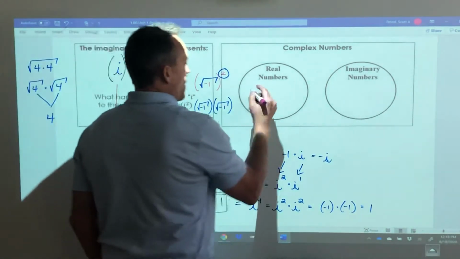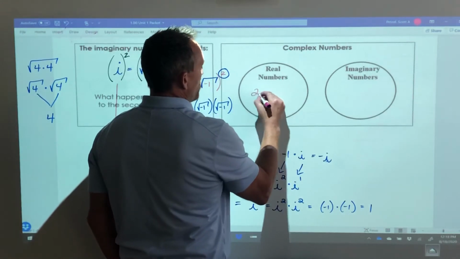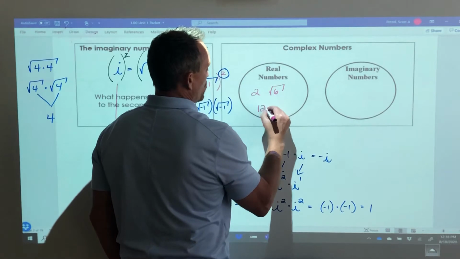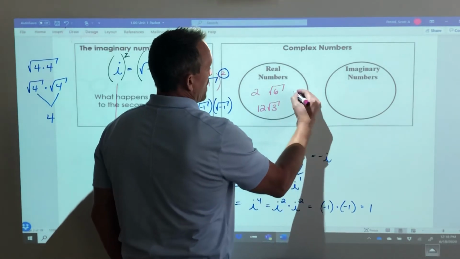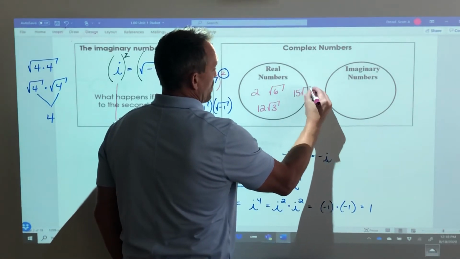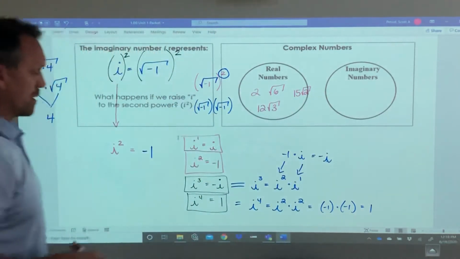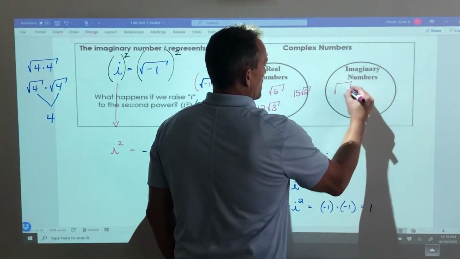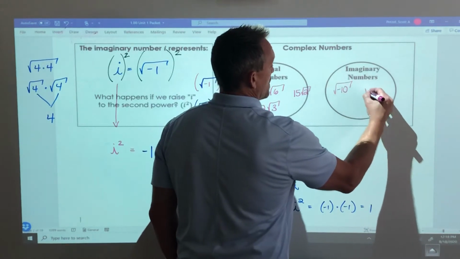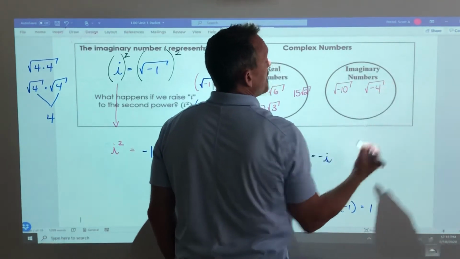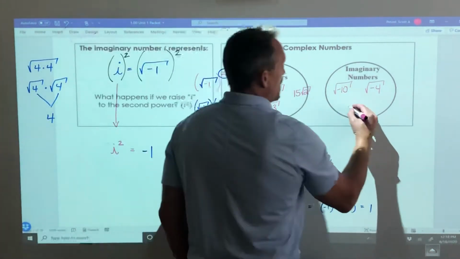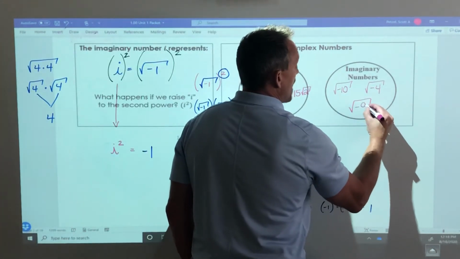Real numbers. All real numbers could be 2 square root of 6, 12 square roots of 3, 15 square roots of 2. All of these are considered real numbers. Imaginary numbers: square root of negative 10, square root of negative 4, square root of negative 9.